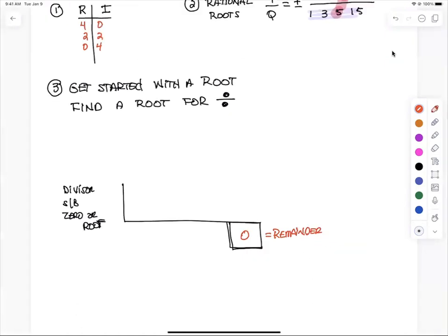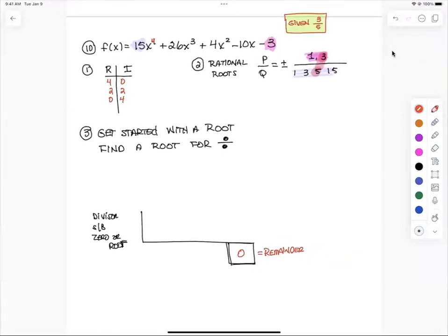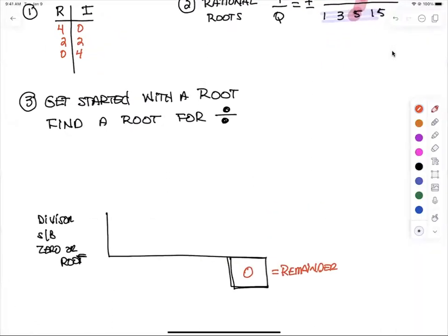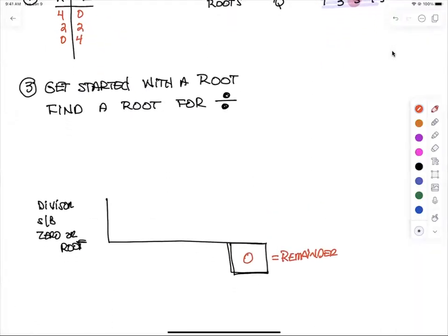So in this particular problem, you were already given a root to get started with. So I'll go ahead and set this up. I've got the fraction 3/5. It's going to go outside the box, and then I copy all of my coefficients. And then I start the process. So 15 drops down. I multiply 15 by 3/5. 15 divided by 5 is 3. 3 times 3 is 9. So that gives me 9.